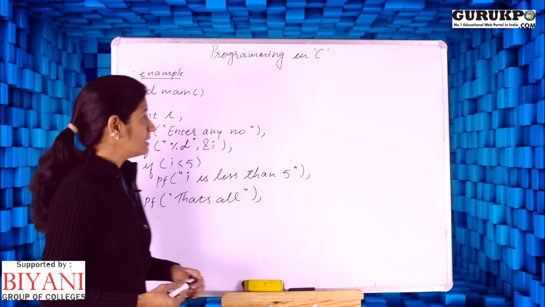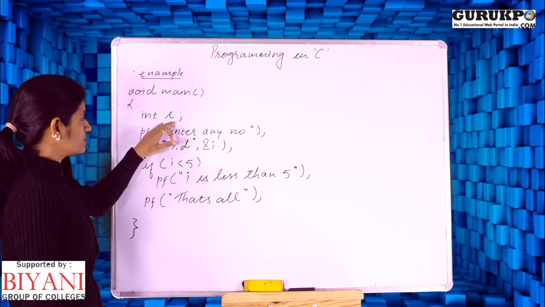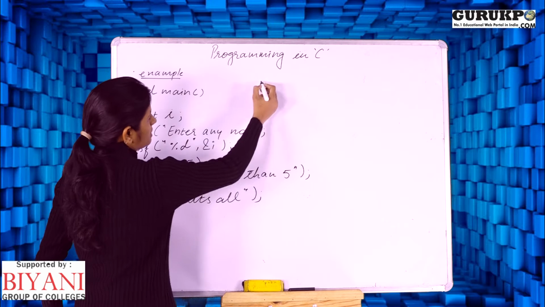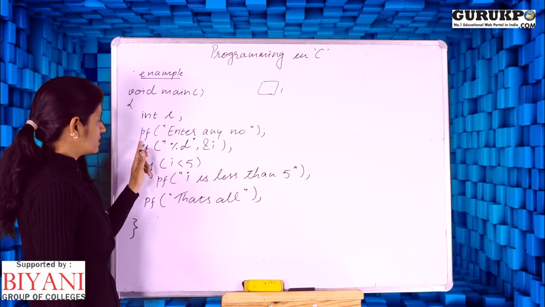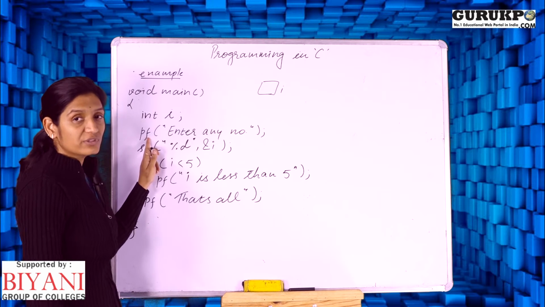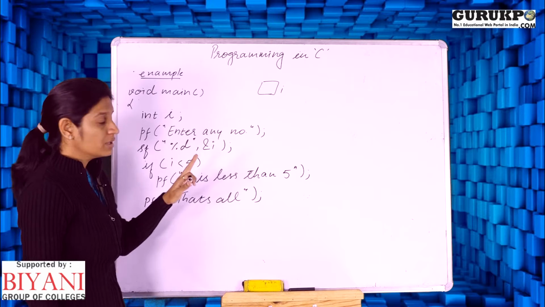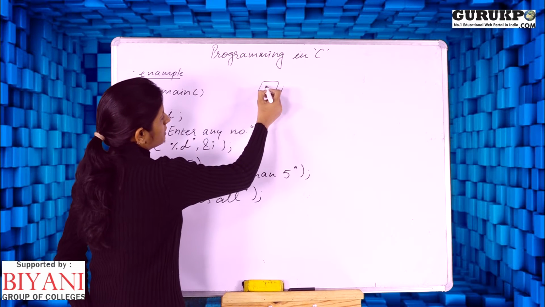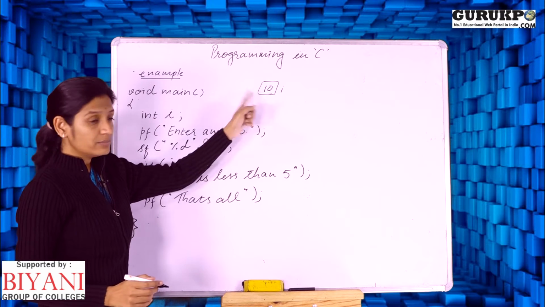Let's see an example. For example, we have written this code. I have taken an integer variable I. Now I have asked the user using the function printf, where pf denotes printf, to enter any number. Suppose the user entered 10. So the value of I has become 10.